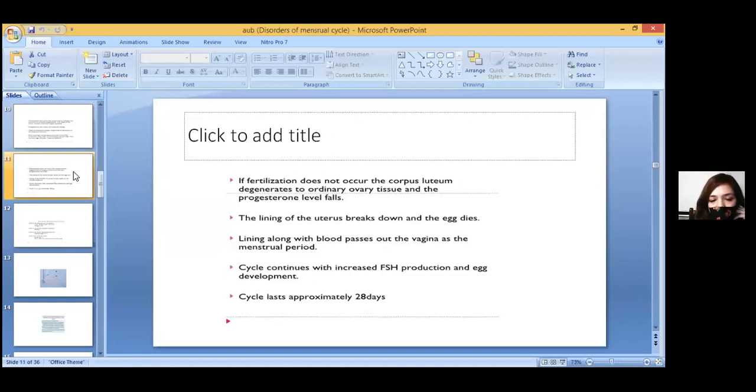If fertilization does not occur, the corpus luteum degenerates to ordinary ovarian tissue and the progesterone level falls. As soon as the progesterone level falls, the endometrial lining, which is initially very thick with increased blood flow, sheds. All right, and then the menstrual bleed starts. As soon as the menstrual bleed starts, FSH again starts to increase for the production of the egg. So this cycle continues. In the initial phase of the menstrual cycle, FSH and estrogen are at the peak level. And in the second phase, the progesterone level and LH level are at the peak level.